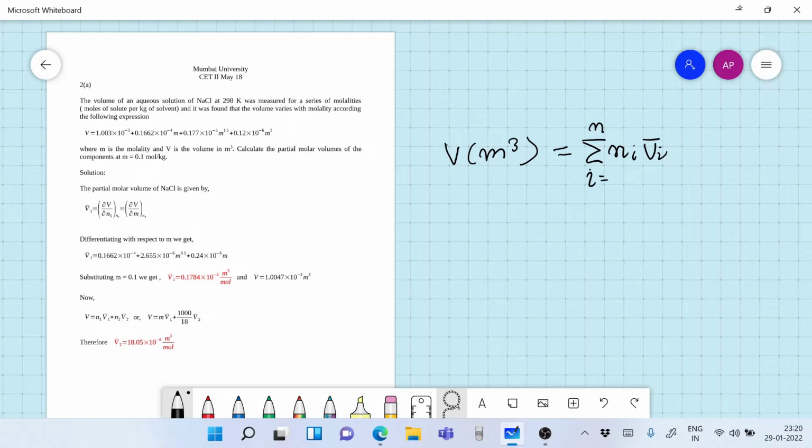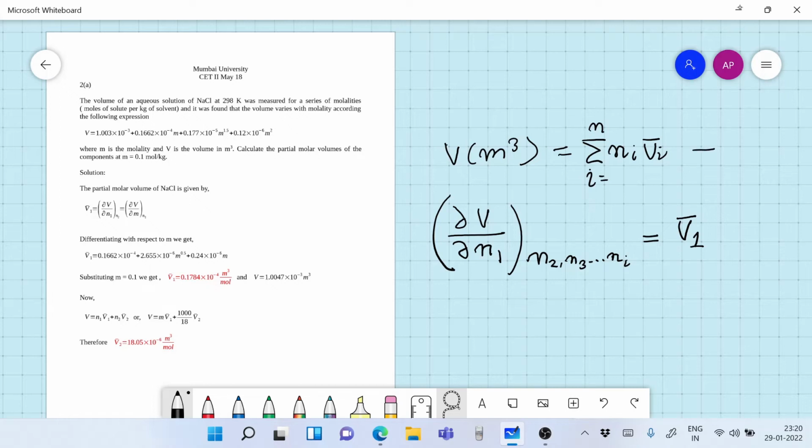Now, how do we get the partial molar volume? By definition, if we differentiate the total volume with respect to the number of moles of, let us say, component 1, holding N2, N3, and so on, all other components constant, then this differential is nothing but the partial molar volume of component 1.